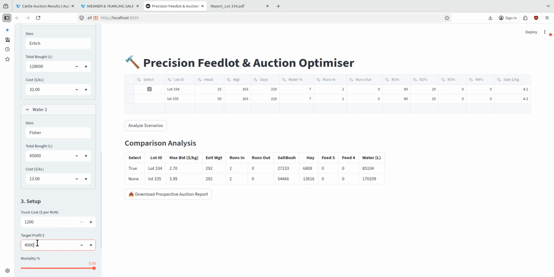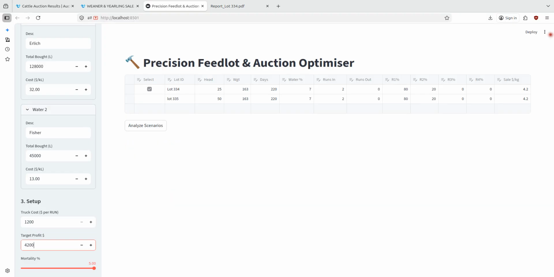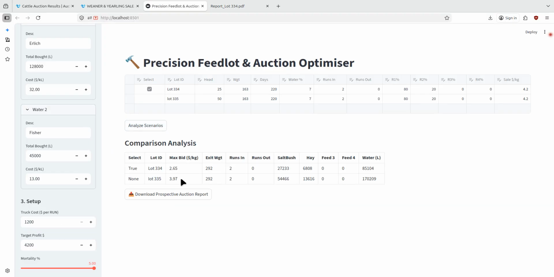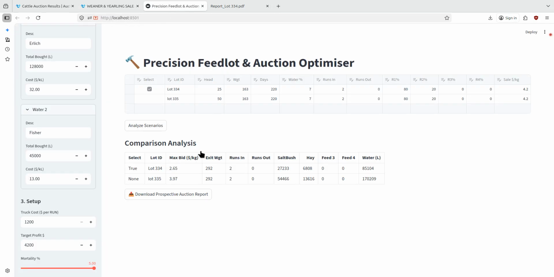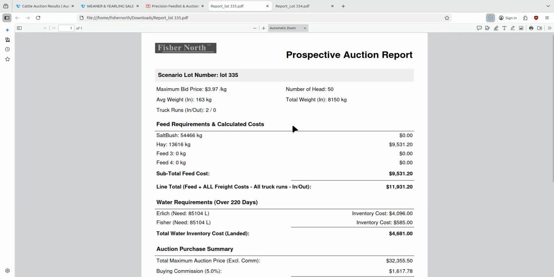Whoa. Might actually be making over $4,000. Let's say 4,200, and I could have actually bid for this lot and maybe got this bid if there were two of them at the same lot, two lots the same, obviously, at that price, then this would give me that one, and this is the report for that one at lot 335. That's the maximum bid price now for that.